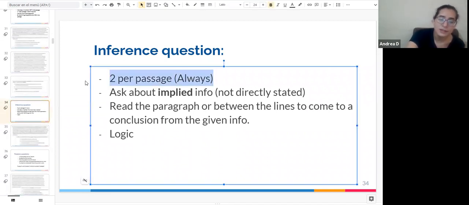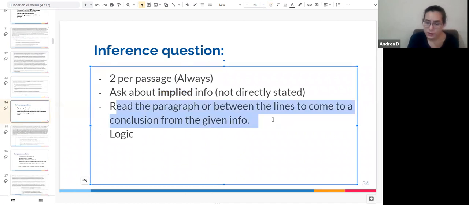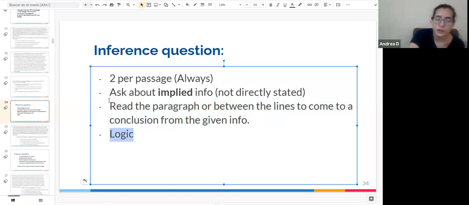All right. The thing about this is that you always have 2 per passage. So they're quite common. They're asking for implied information, so something that's not explicitly said. And you need to read between the lines in order to answer these. So you need to think of what information you have, what information you can use, and come to a conclusion based on that. So you need evidence, of course. It's not just that you need to make something up. You need to prove why a certain option is the answer, and it obviously involves logic. So let's see what this is about.